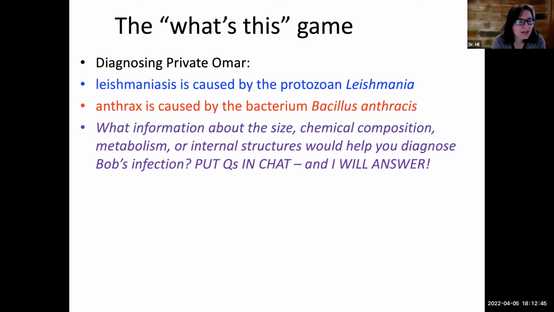Sarah, go ahead. What do you think it is and why? Did you say it does have a rigid cell wall? I sure did. Yeah, so then it would be the bacteria because the protozoa don't have cell walls. Great. Okay. Let me ask you all as a class if you buy this and if you understand why this is in fact the correct answer.